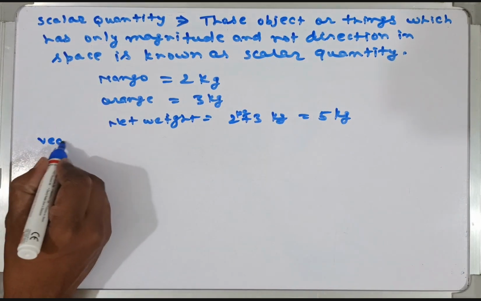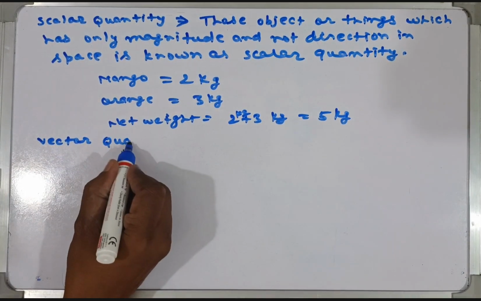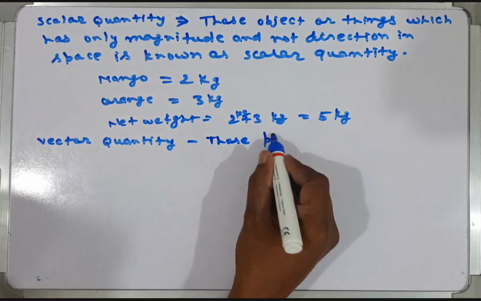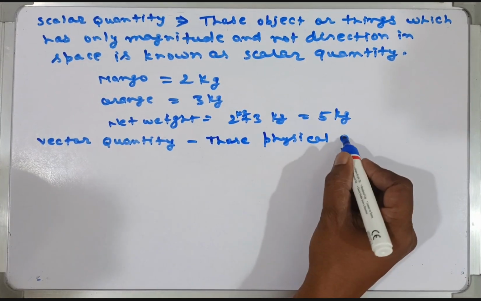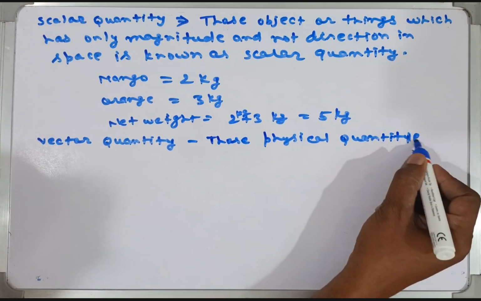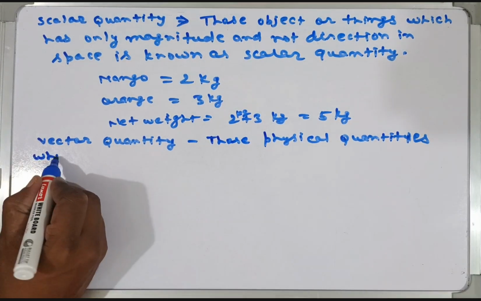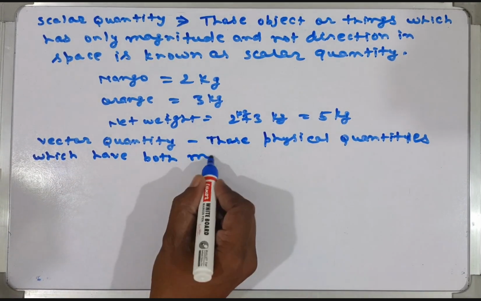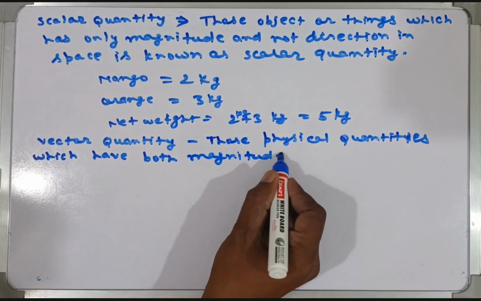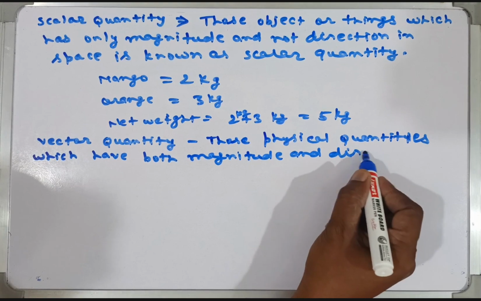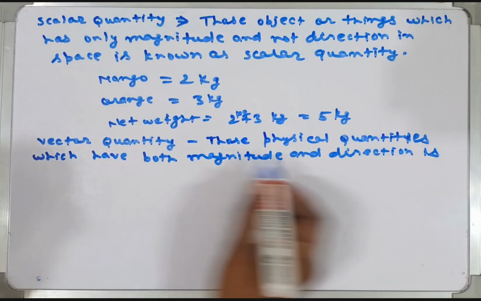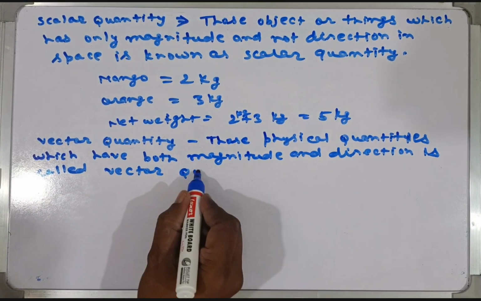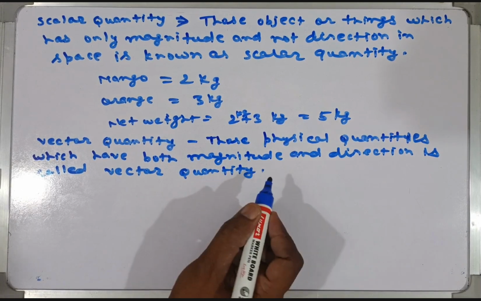So vector quantity, those physical quantities which have both magnitude and direction is called vector quantity.